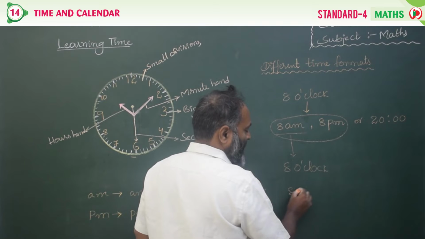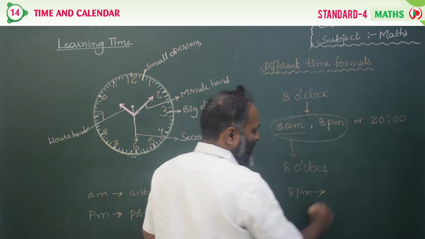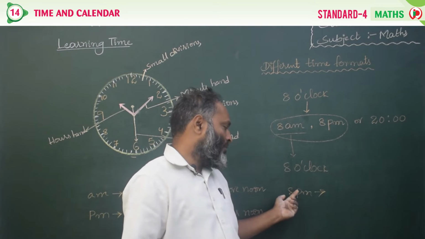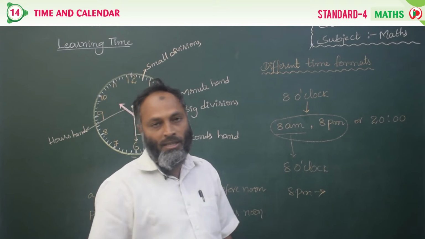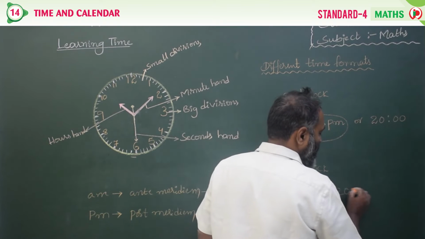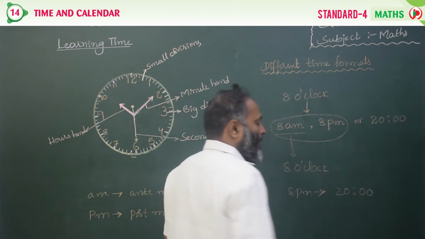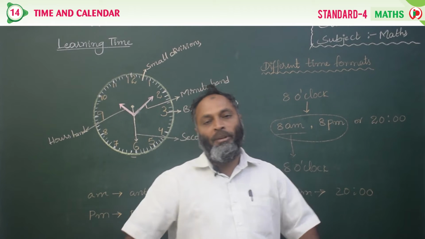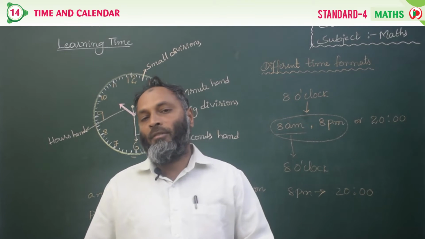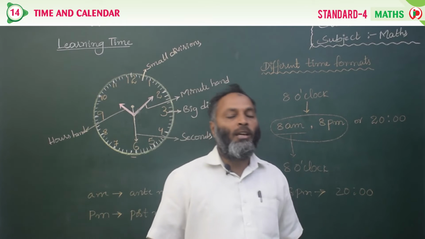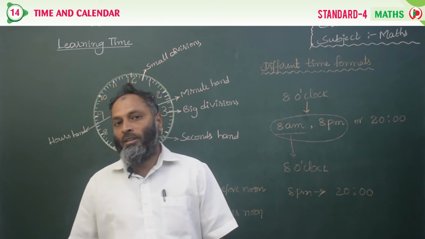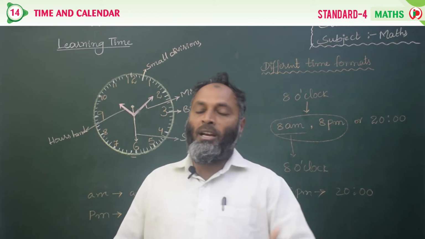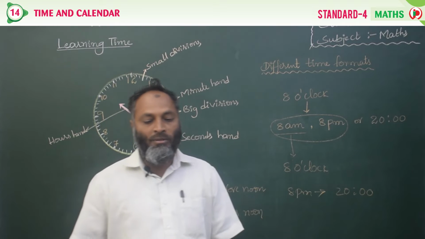And for 8 pm, how to represent in 24 hours format? We should add 12 to this 8. 12 plus 8, 20. We should represent like this. 20 means 8 pm. So whenever pm is given, we should add 12, then that will convert into 24 hours format. Okay, generally we have two formats: one is 12 hours format, the other one is 24 hours format.